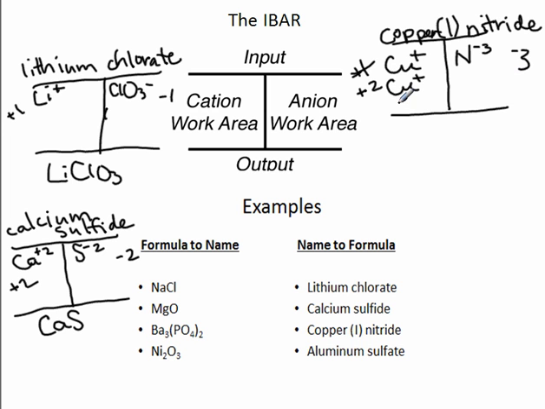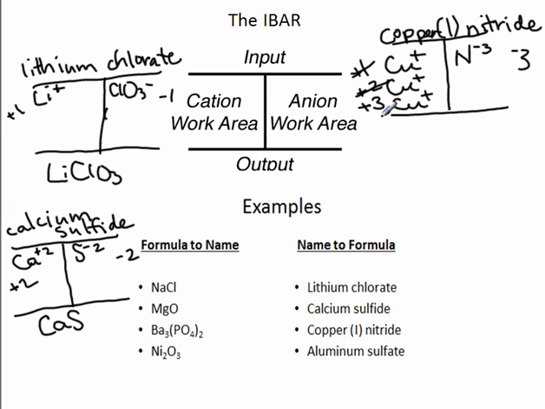So I'm going to have to add one more copper. I'm going to squeeze it in right there, and it still has a +1 charge. +1, +1, +1, added together, give me a +3 charge. +3 and -3 do cancel out. So now I'm set. All I have to do is write this into a formula.